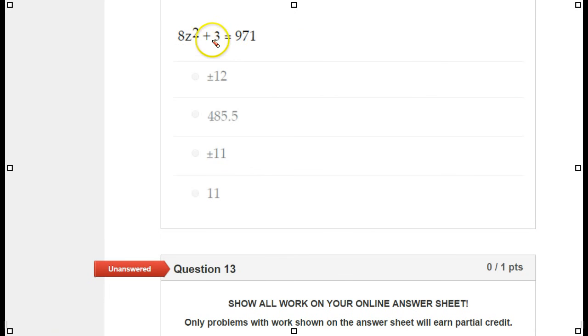For this example, it's a quadratic equation, but it's not in standard form. And there's probably a couple of ways to do it. I'll show you one way, and again, show the work to support how you're doing it. So we're going to get 8z squared equals, I'm going to subtract a 3 from both sides.